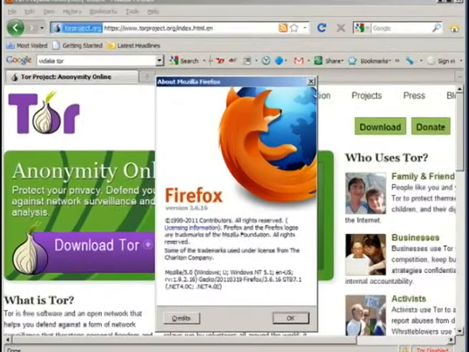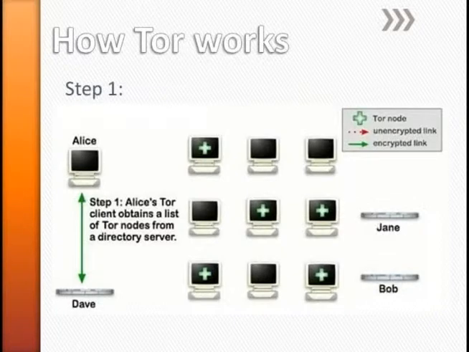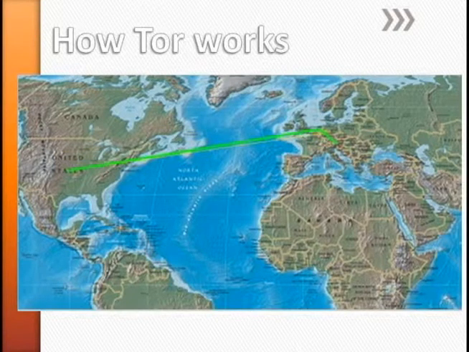TOR Vidalia is open source software. It can be used with Firefox in order to get the anonymity status. How TOR works: TOR helps to reduce the risk of both simple and sophisticated traffic analysis by distributing your transactions over several places on the internet, so no single point can link you to your destination.